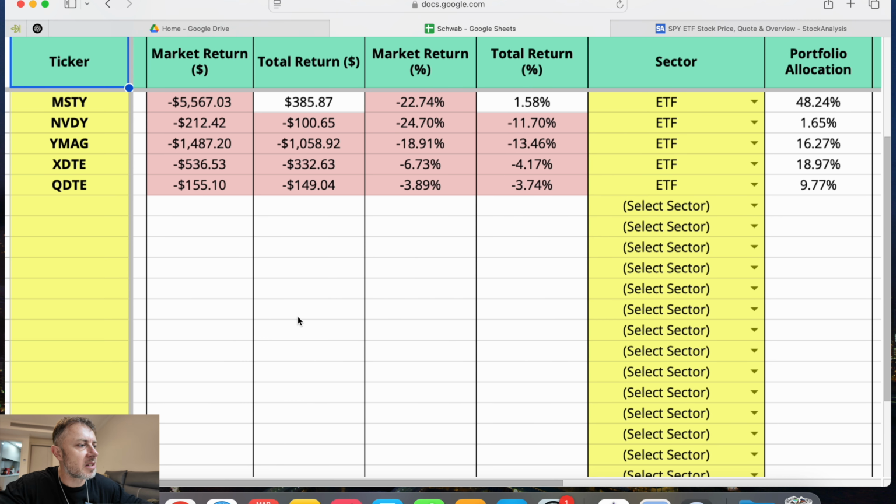Okay, so here, MSTY, you can see my total return on MSTY is positive, right? It's total return 1.58%. So I am up on this. If I sold it, I would still walk away with more money than I started with in this position. So that's a good thing. The rest of them are all negative. So you've got NVIDIA, it's down 11.7% on total return. I'm not worried about market return. Honestly, I'm just looking at total return, making sure I get all my money back before I exit a position.